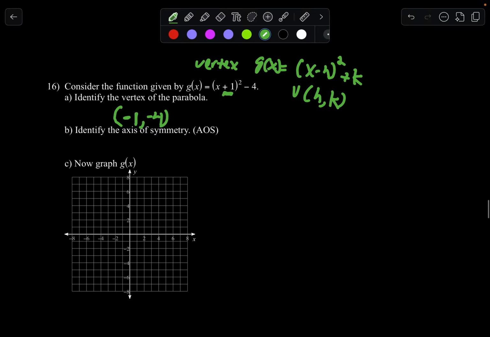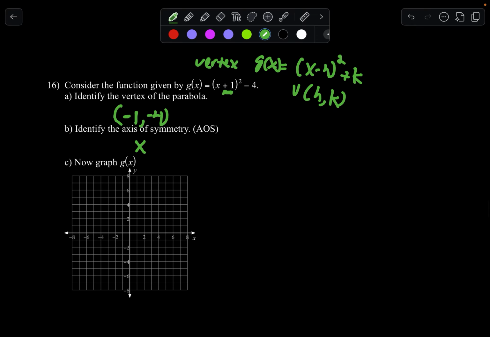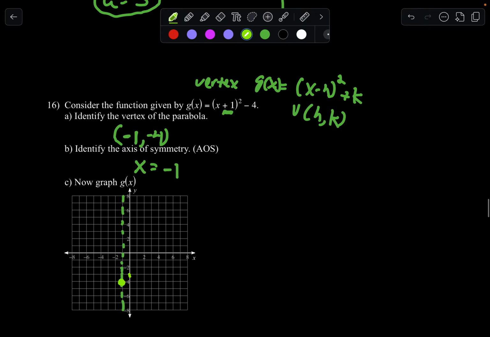Identify the axis of symmetry. Well, that's just going to be x equals negative 1. That's the x value of the vertex. Now graph. So here's the axis of symmetry. It goes down this, right? The vertex is at negative 1, negative 4. So here's the vertex. And then you choose values of x. When x is 0, plug it in: 1 squared minus 4 is negative 3, which puts you here.